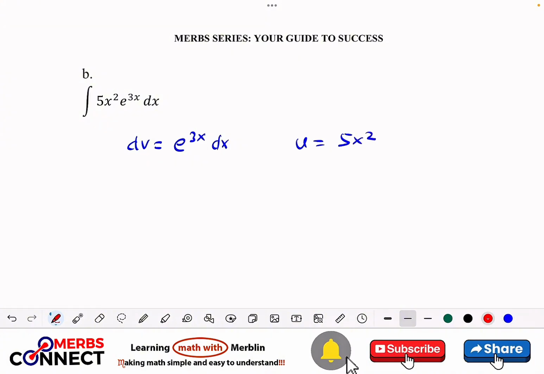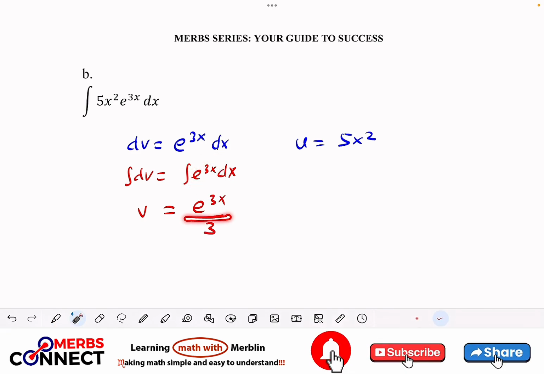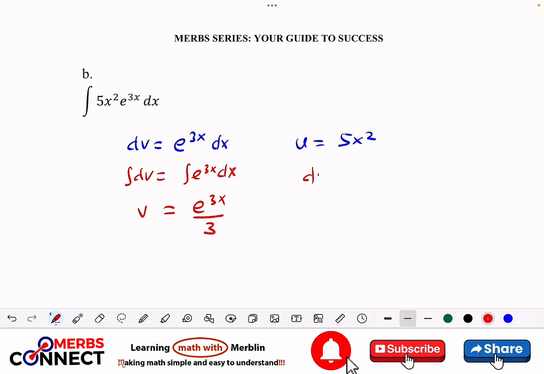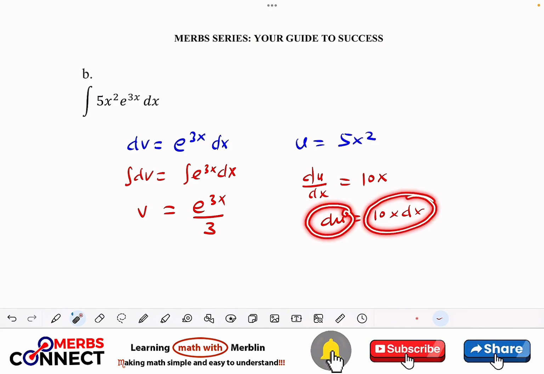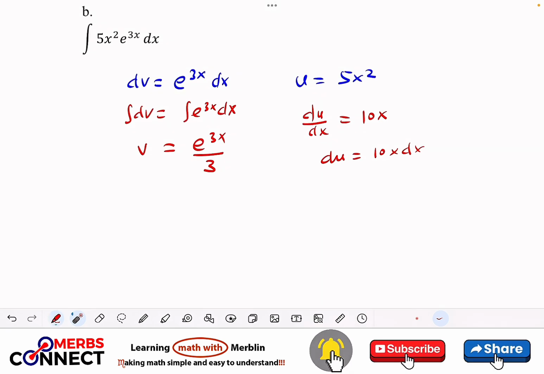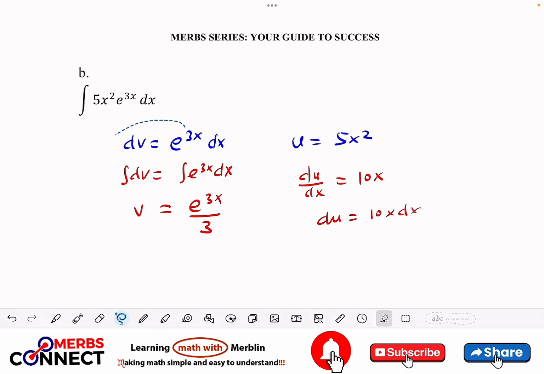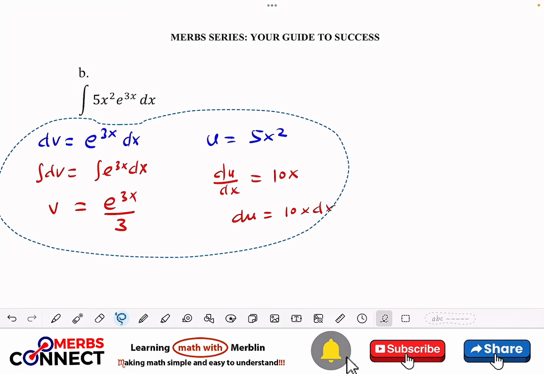So using integration by parts, we need v. So we need to integrate both sides to get v. So v should be equal to e to the power 3x divided by 3. As we know, maintain the function divided by the derivative of the top. And du over dx will be equal to 10x, and du will be equal to 10x dx. The reason why we are going to do it 2 times is that when we found the du, it still involves x here.